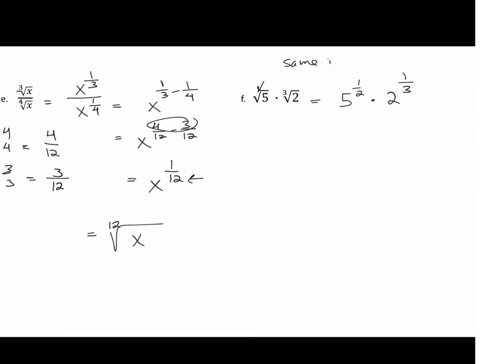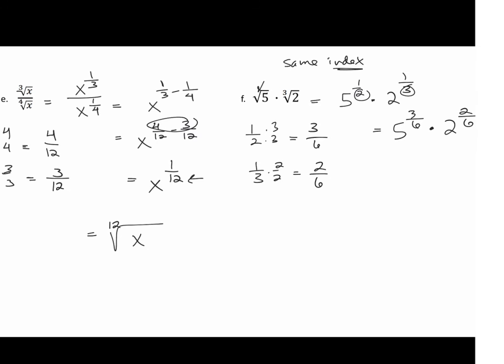I need to have the same index, which is the denominators, right? So I need these denominators to be the same. So I need equivalent fractions for 1/2 and 1/3 such that they have the least common denominator 2 times 3 of 6. Okay. So I need to multiply by 3 for the 1/2 and 2 for the 1/3. So then that's going to change to 5 to the 3/6 times 2 to the 2/6.